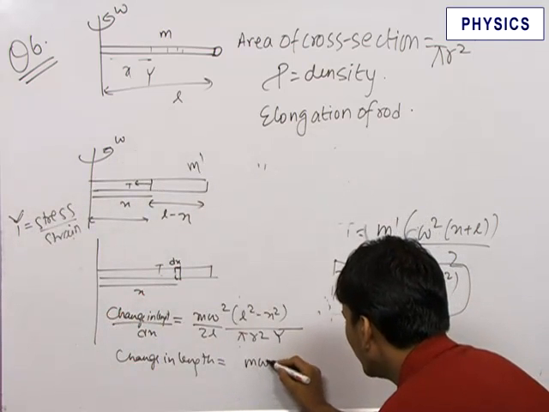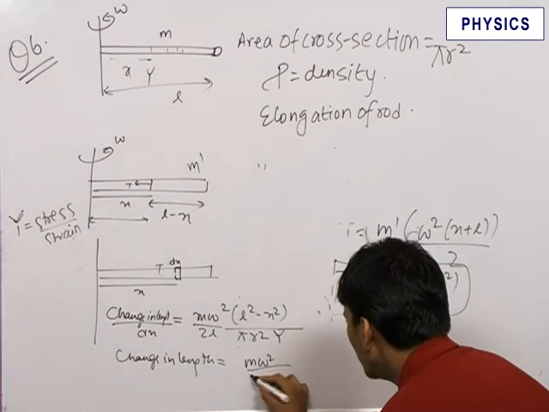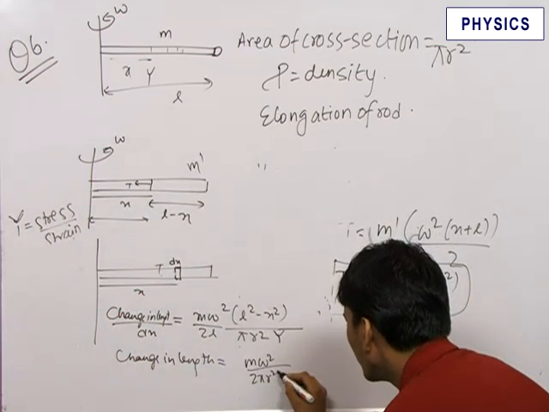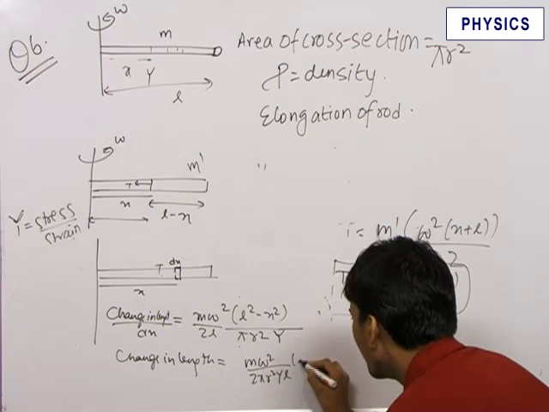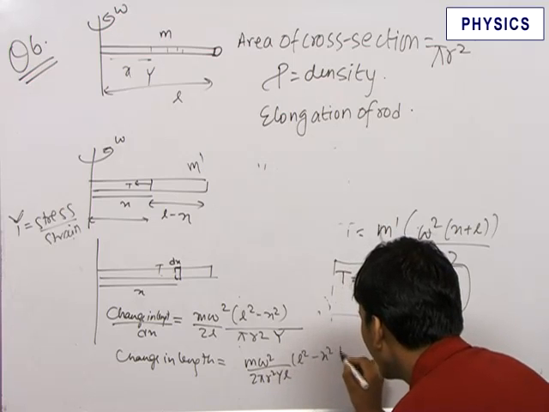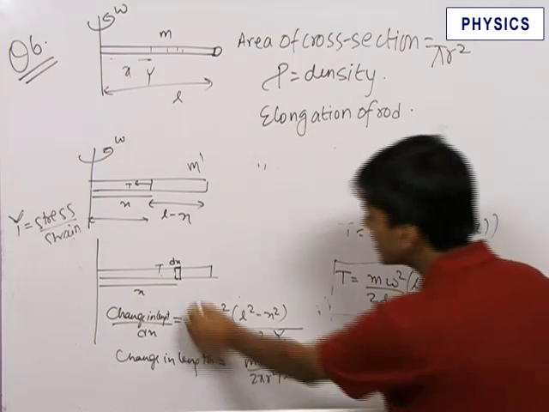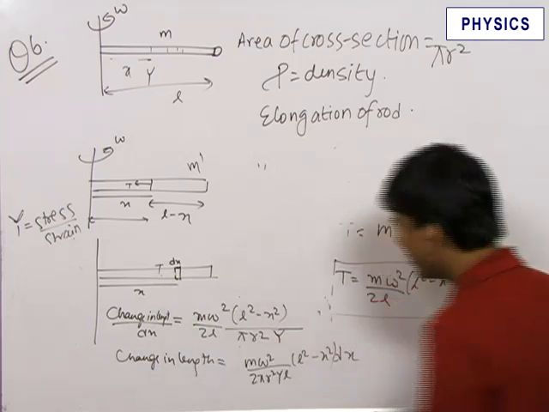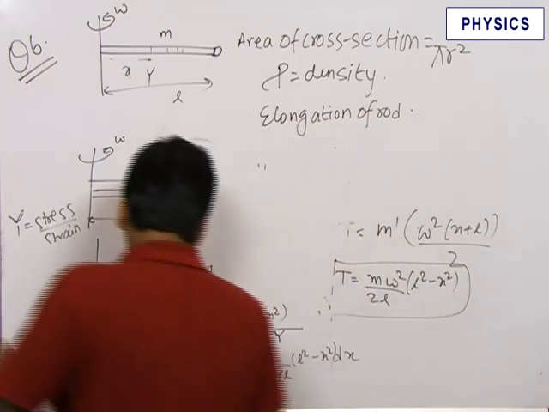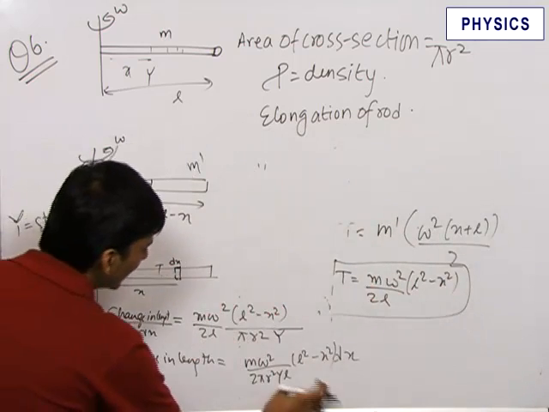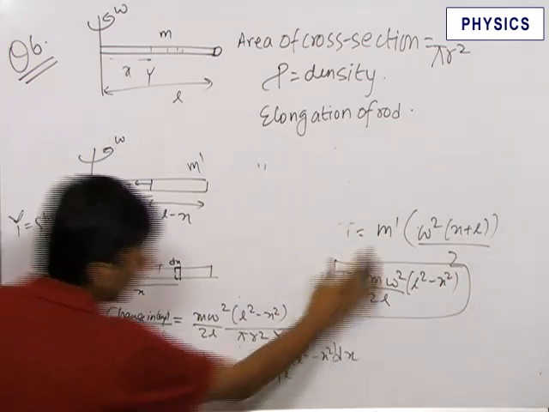m omega square upon 2 pi r square YL into L square minus x square into dx. This is the small change in length of this small element. Now, what we need to do is just integrate this change in length over all x.